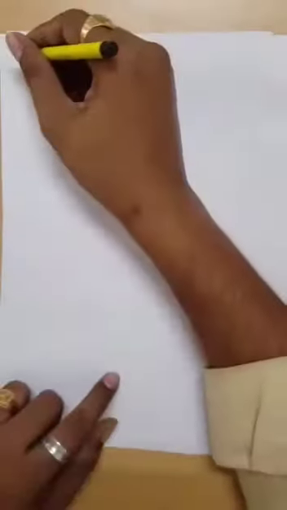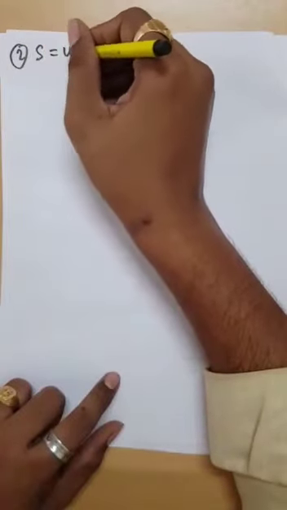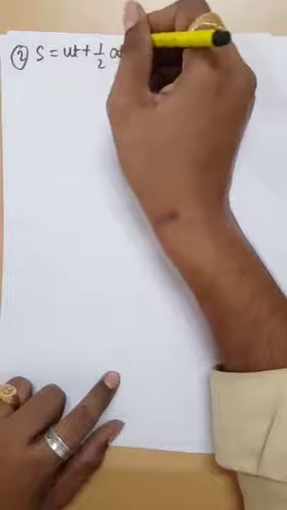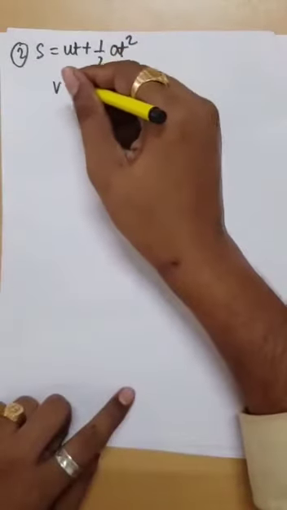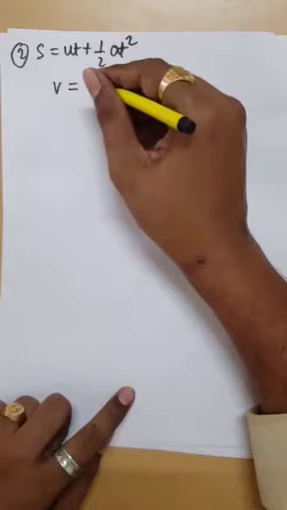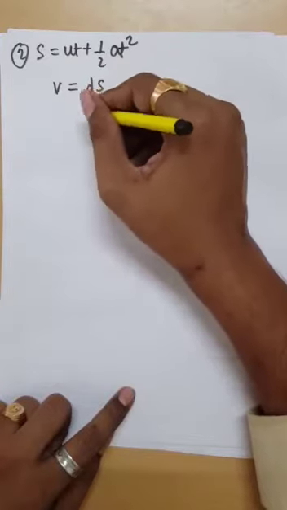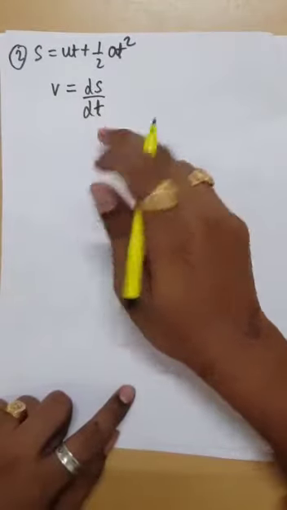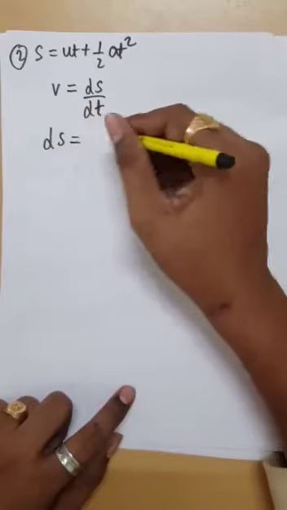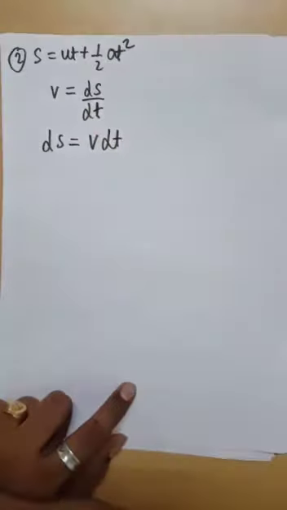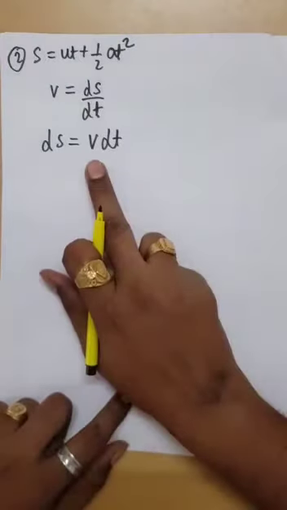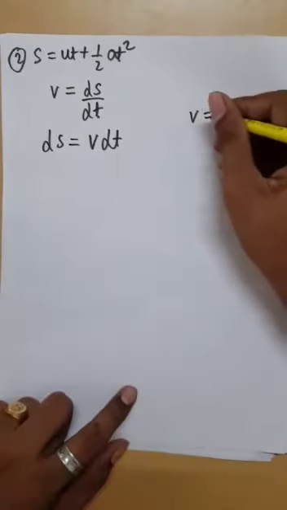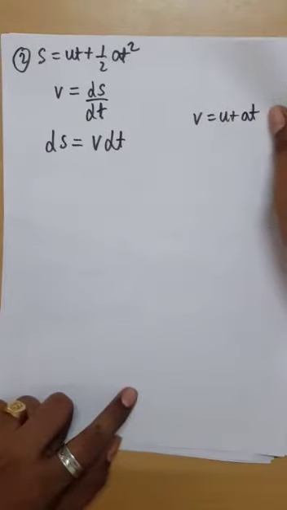Now this is the second equation of motion, that is s is equal to ut plus half at square. How can we derive this? First of all, we are considering the expression v is equal to ds by dt, velocity is equal to displacement upon time. We will put ds as subject, so it would become v dt. Now we already have the expression for v, that is v is equal to u plus at, so we can put this value over here.